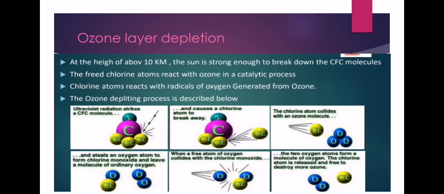Ozone layer depletion. Number 1, at heights above 10 kilometers, the sun is strong enough to break down the CFC molecules. Number 2, the freed chlorine atoms react with the ozone in a catalytic process. Number 3, chlorine atoms react with radicals of oxygen generated from ozone. Number 4, the ozone depleting process is described below in the pictures.